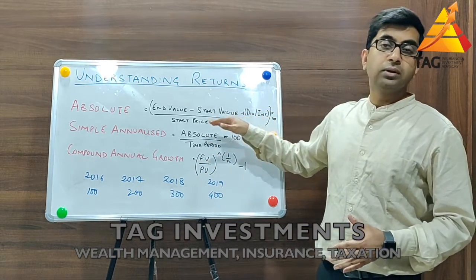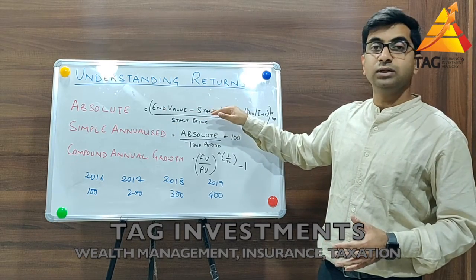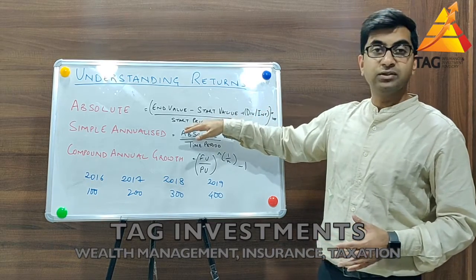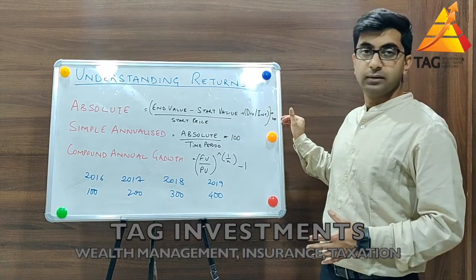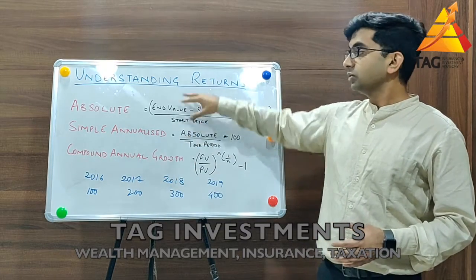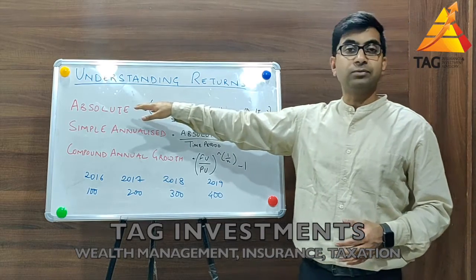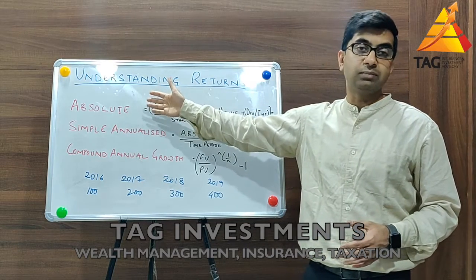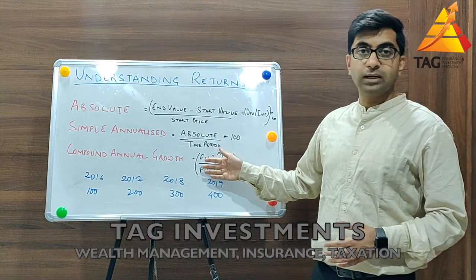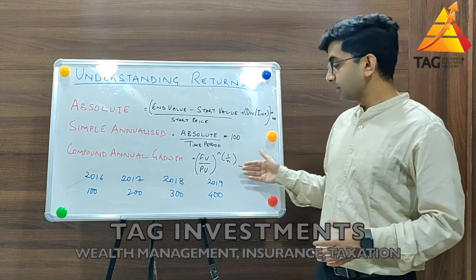Absolute return means the end value of the investment minus the start value of the investment plus any dividends or interest received on the investment, divided by the start price, into 100. That's absolute return. Simple annualized return is equal to the absolute return divided by the time period, into 100. So absolute returns do not take the time period into consideration. Compound annual growth return is equal to the future value divided by the present value, to the power of 1 by n, where n is the number of years, minus 1.